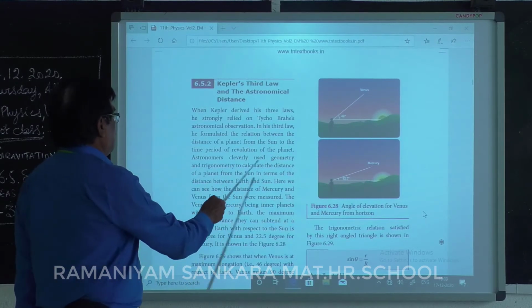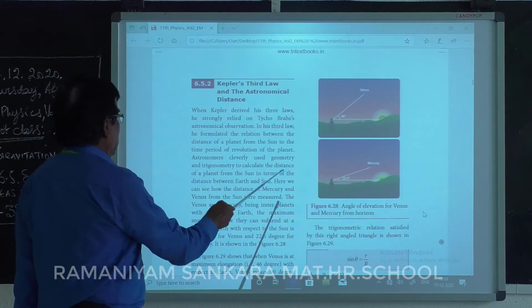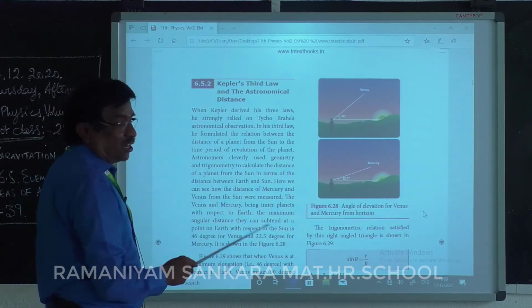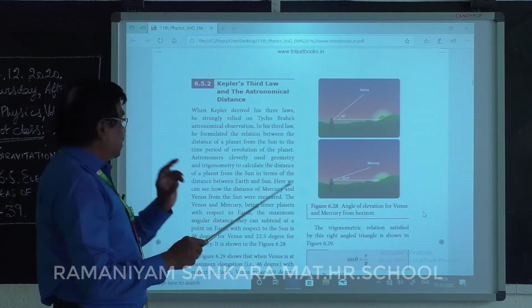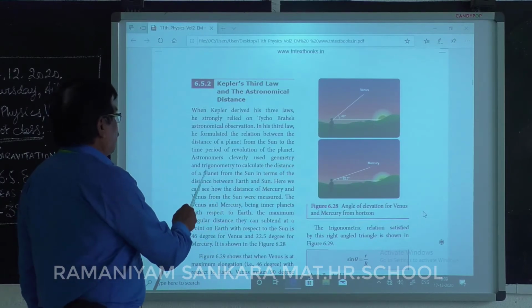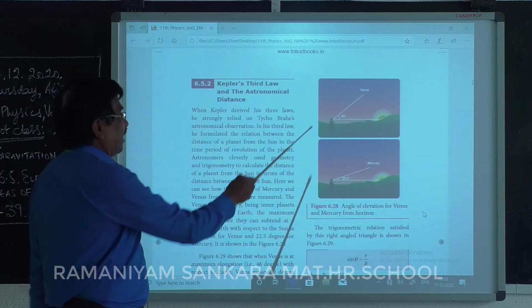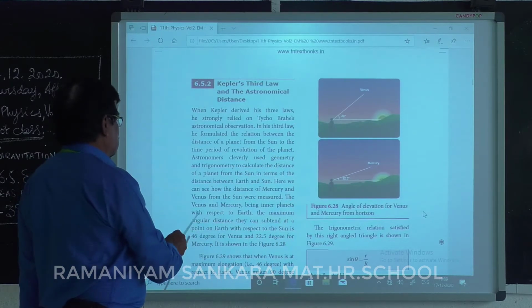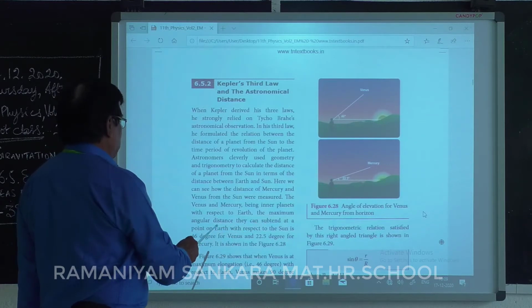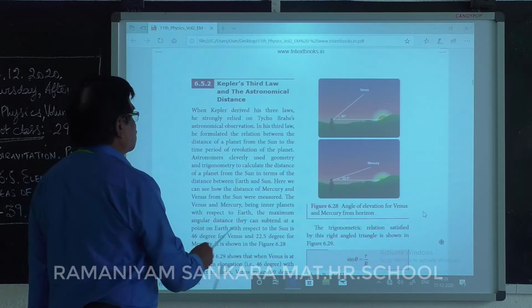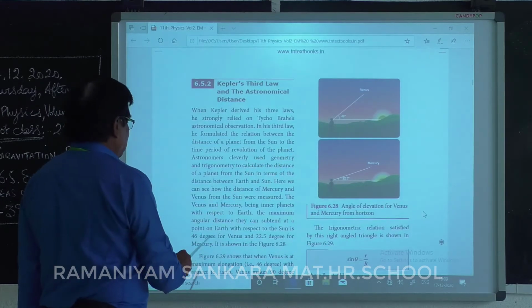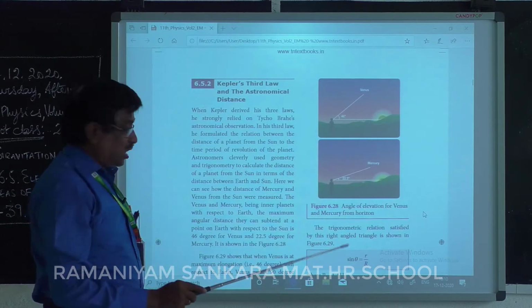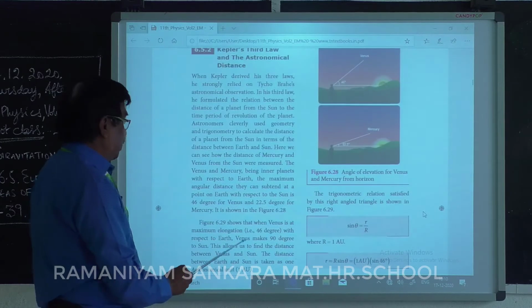Astronomers cleverly use geometry and trigonometry to calculate the distance of the planet from the sun in terms of the distance between the earth and the sun. To find this, they use trigonometry and geometry. Geometry means angle. Venus and Mercury being inner planets with respect to earth, the maximum angular distance they can subtend at a point on earth with respect to the sun is 46 degrees for Venus, remember, and 22.5 degrees for Mercury.